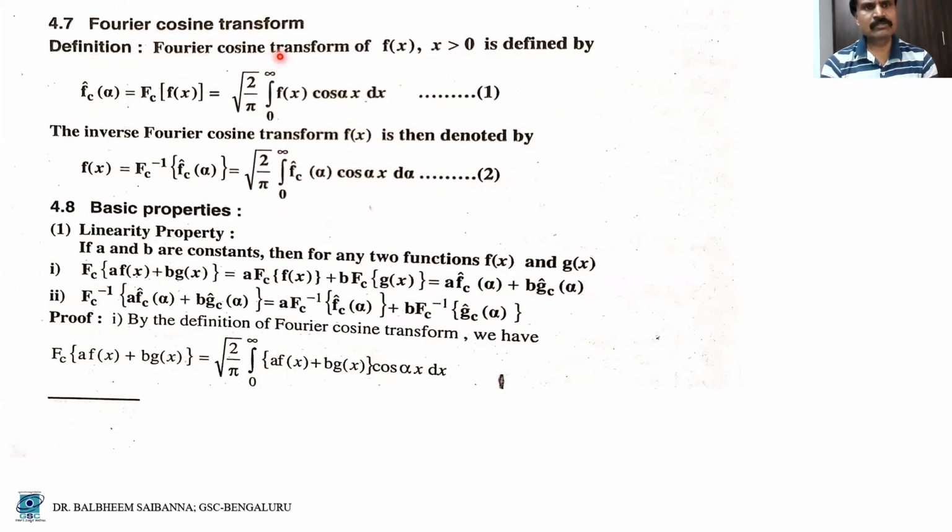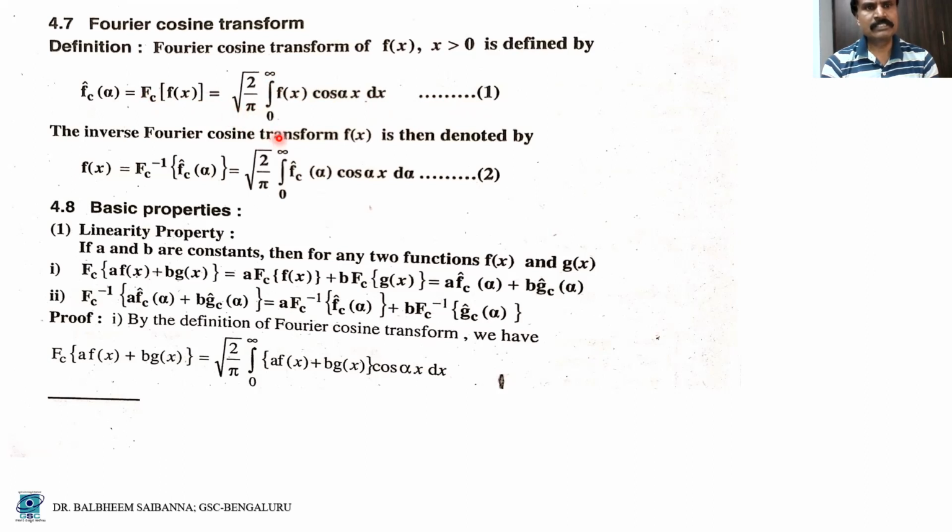Definition: the Fourier cosine transform of f of x, when x is greater than 0, is defined like this: fc cap alpha is equal to fc of f of x equals root 2 by pi integral 0 to infinity f of x cos alpha x dx. This is equation number 1. Now remember, this is the Fourier cosine transform.